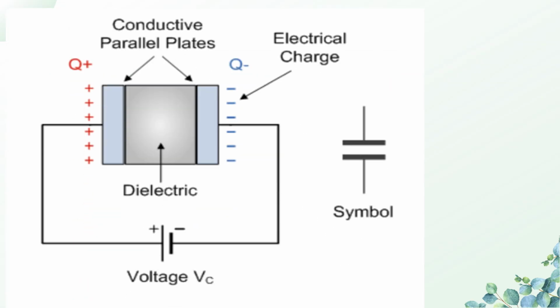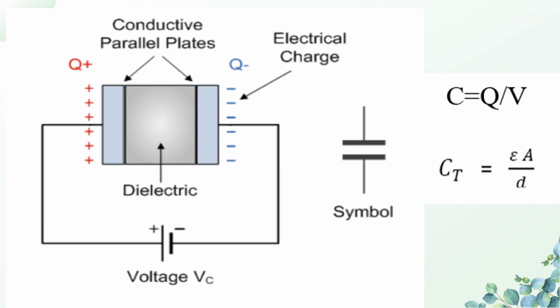So, now let us look into the schematic representation of a capacitor. We are placing a dielectric material between a positive plate and a negative plate. The positive charge is represented as plus Q and the negative charge is represented as minus Q. So, between these two conductive plates, we are placing a non-conducting material which is dielectric. And the symbol used to represent a capacitor is two parallel plates as shown in this figure.